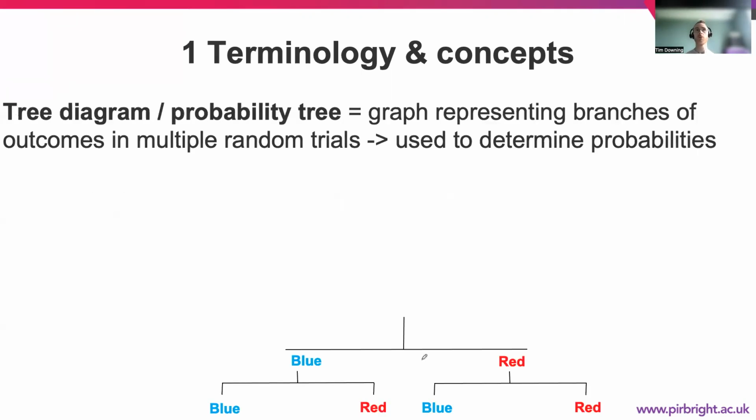We can represent probability in different ways, and a good way of representing this is a tree diagram that's also called a probability tree. So this represents the branches of different outcomes in multiple random trials used to determine probabilities. So say we take a binomial probability of the two different options. We flip a coin here, might have outcomes of heads or tails, and we can repeat this at this point and repeat tossing the coin. You might get heads again, or equally you might get tails. Both outcomes are possible.